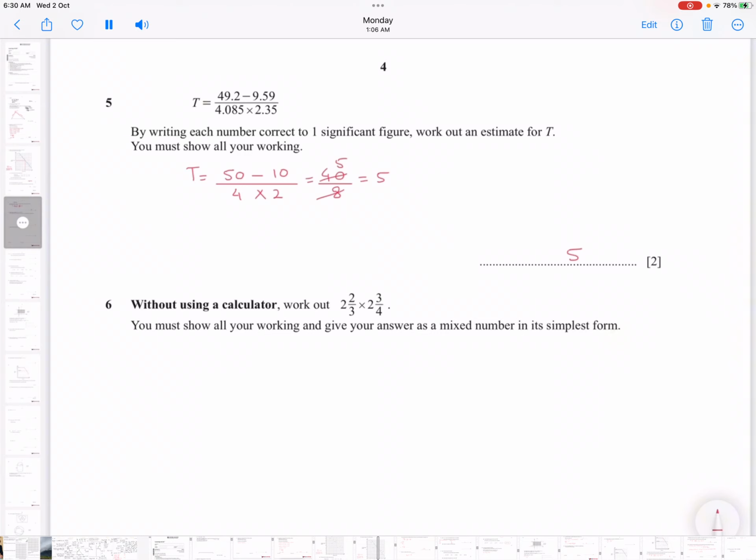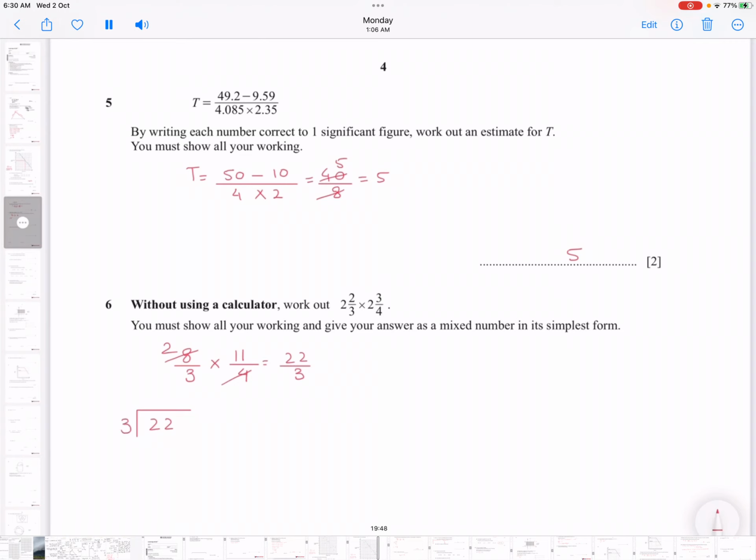Question number 6. Without using a calculator, work out 2 whole 2 over 3 times 2 whole 3 over 4. So convert these mixed numbers into improper fractions: 3 times 2 is 6 and 6 plus 2 is 8 over 3, times 4 times 2 is 8, 8 plus 3 is 11, 11 over 4. Now simplify this, 4 into 8 is 2, 11 times 2 is 22 over 3. So give your answer as a mixed number. 22 divided by 3, you can write 7 whole 1 over 3.